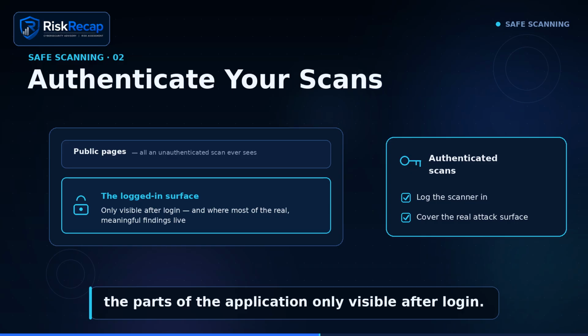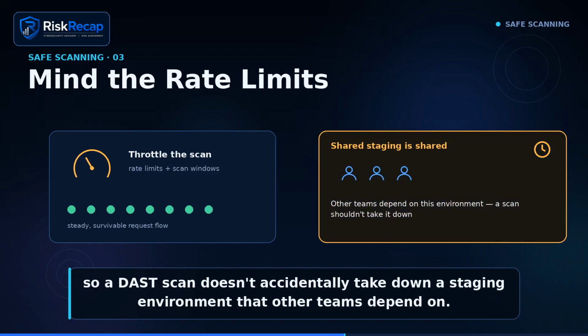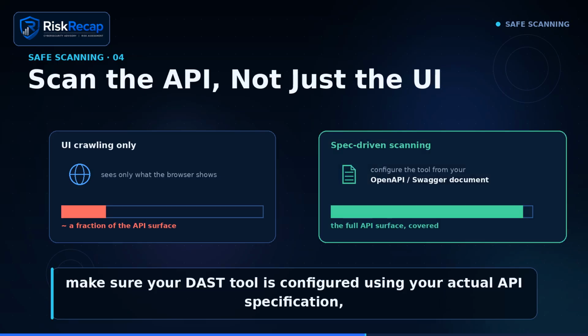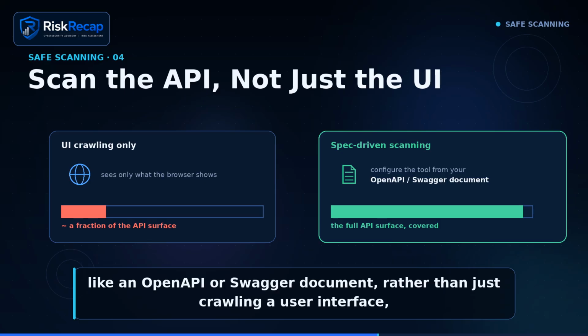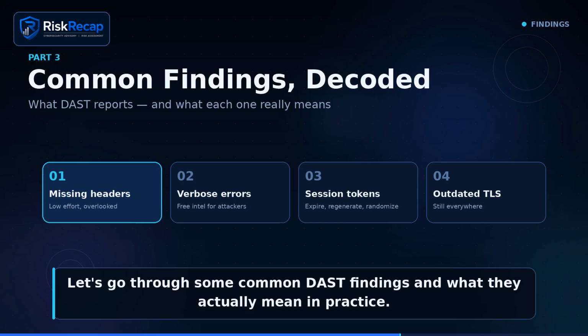Rate limiting and scan windows matter too, especially in shared environments, so a DAST scan doesn't accidentally take down a staging environment that other teams depend on. For modern applications that are API first, make sure your DAST tool is configured using your actual API specification, like an OpenAPI or Swagger document, rather than just crawling a user interface, which often misses most of the API surface entirely.